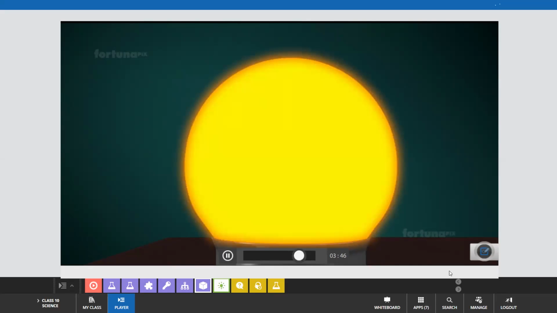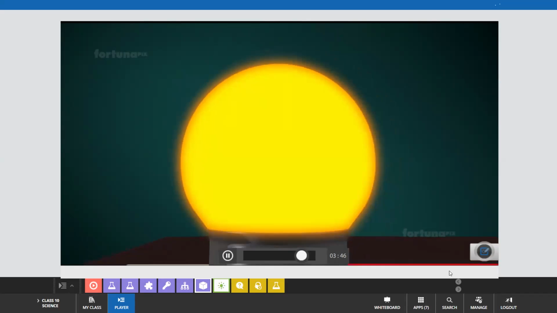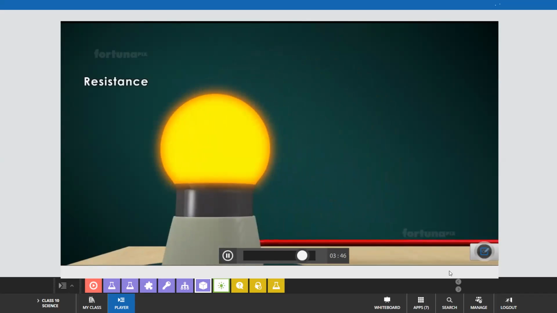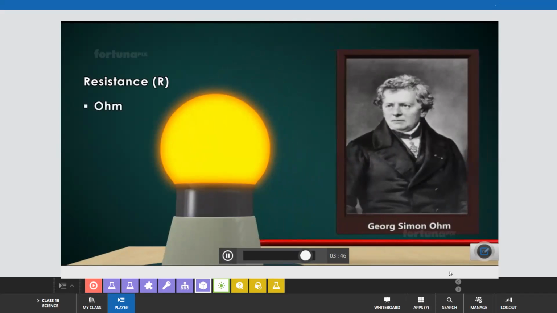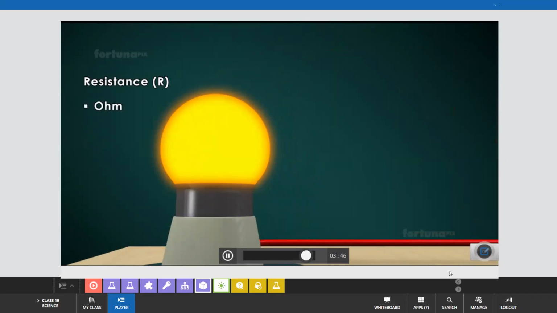Incandescent light bulbs work on this principle. The filament of the light bulb will be highly resistant, glowing when current passes through it. Resistance is denoted by an R. The unit of resistance is an ohm, named after the German scientist Georg Simon Ohm. The symbol for ohm is the Greek omega.